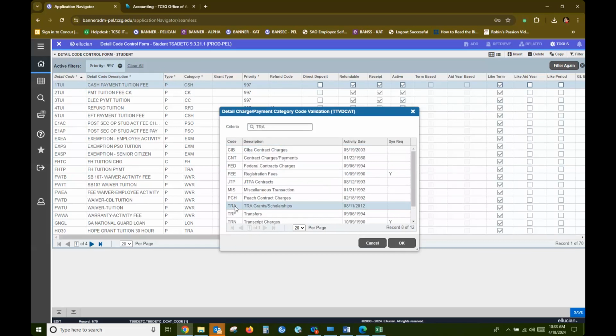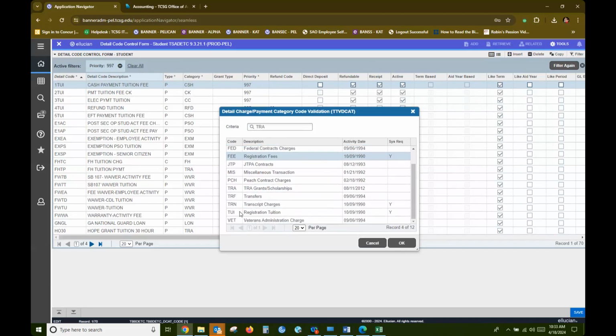TRA at 99.9% of the colleges, that's what all of your grants and scholarships are, right? And then FEE is pretty standard at every college. If it's a fee, you have it marked as a fee. And then tuition is also pretty standard with TUI. TUI and FEE category codes are super important for registration, because when a student registers with the category code of TUI or FEE, when they do a drop, those are automatic drops.